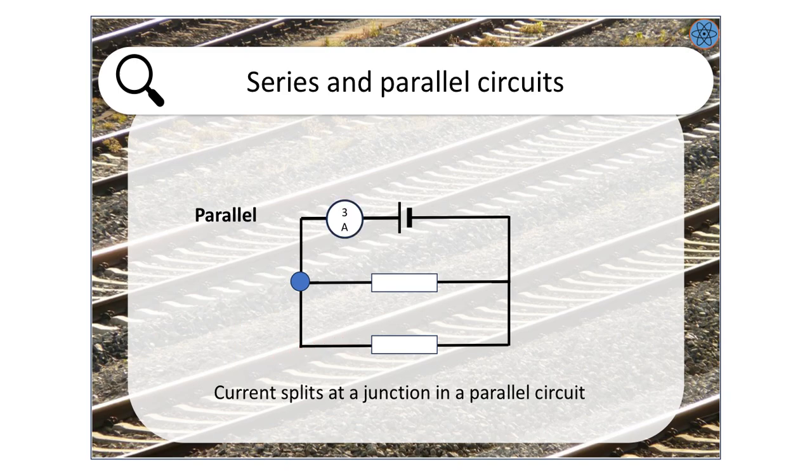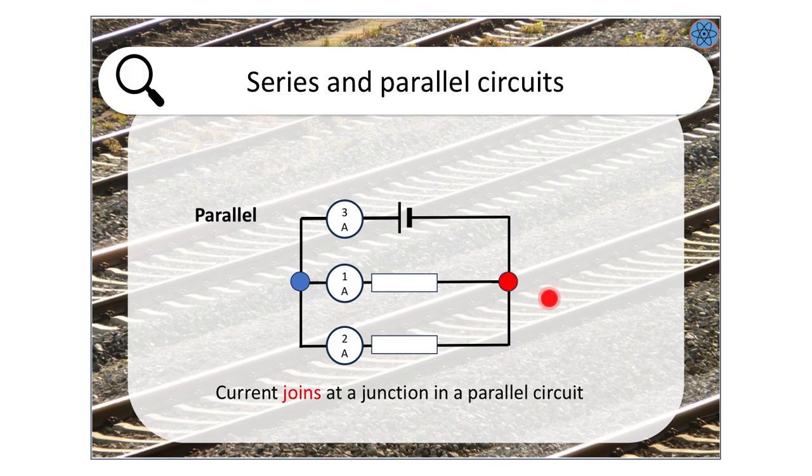So if we have 3 amps coming out of our battery, 1 amp may take this path, which then leaves 2 amps to go around the second loop. Where we have the red dot, we've got another junction. So this time 1 amp joins from there, 2 amps join there. So where they meet again, we have 3 amps, just like we started.